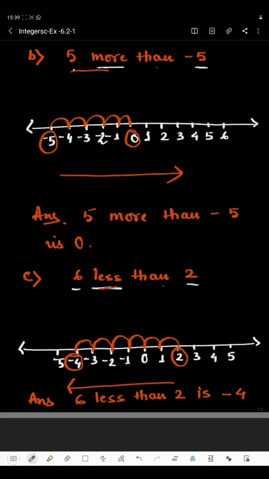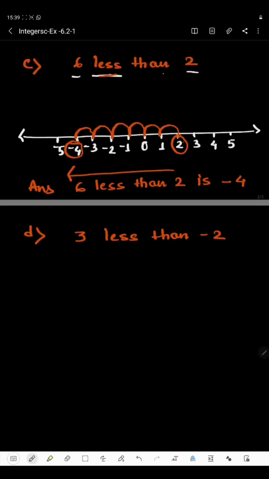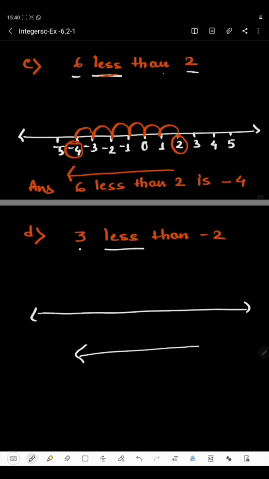Now let's come to the D part. In the last part we have 3 less than minus 2. Let us draw the number line. Again less is given, so less means we will move to the left. Let us mark the numbers on the number line. So 1, 2, 3, 4, 5, and minus 1, minus 2, minus 3, minus 4, minus 5, and so on. Now we have to find the integer which is less than minus 2. Where is minus 2 on the number line?